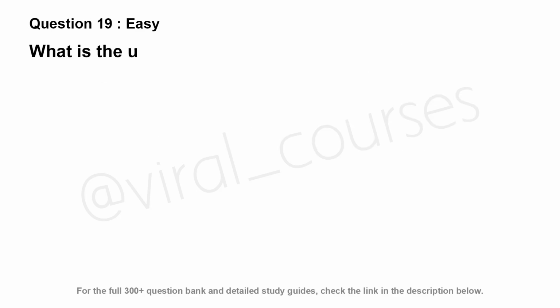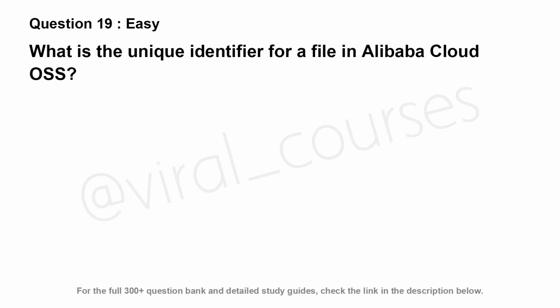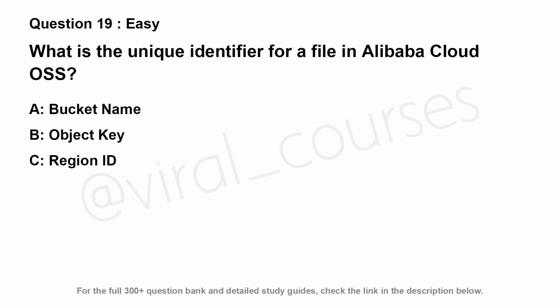What is the unique identifier for a file in Alibaba Cloud OSS? Option A, bucket name. Option B, object key. Option C, region ID. Option D, EIP.